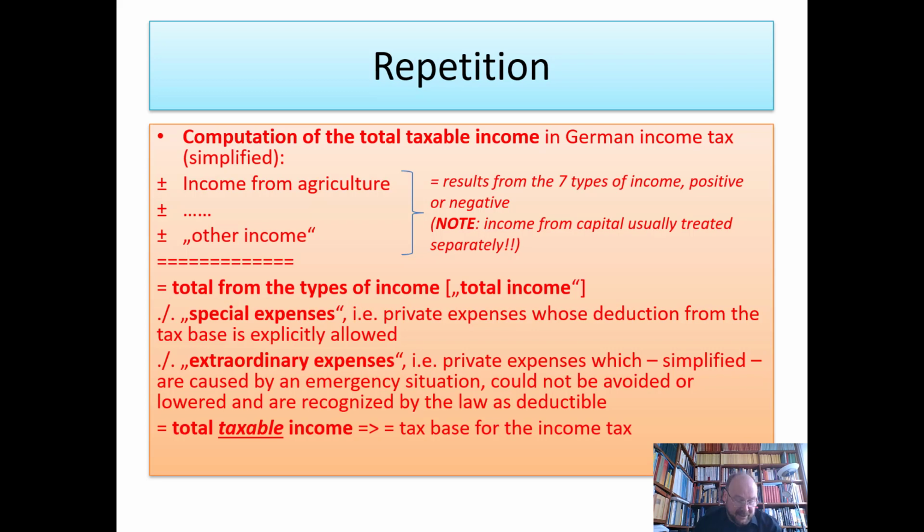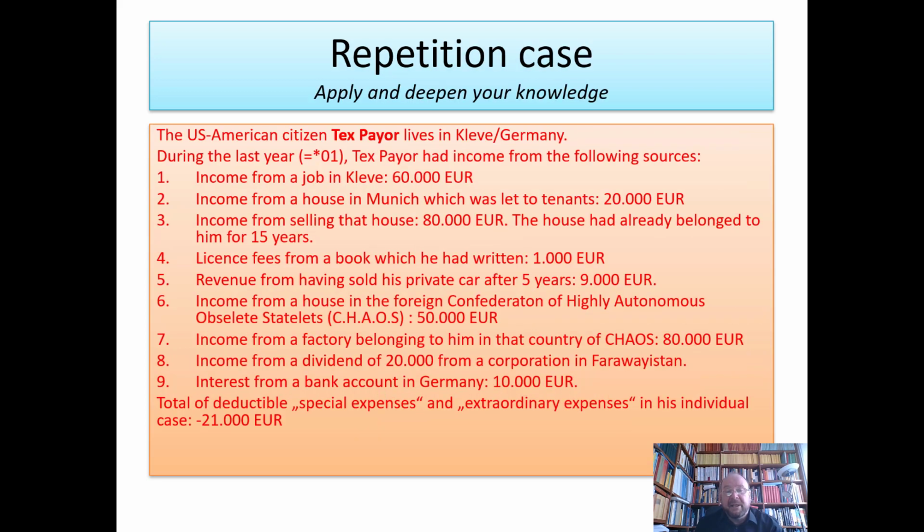And then the total can still be modified by deducting special expenses. That is a special personal allowance for things like health insurance contributions, retirement savings, pension plans, and extraordinary expenses, that could also be translated as personal allowances for extraordinary hardships. And then you arrive at the total taxable income. That was your tax base. Well, and one could also then think about cases to practice that.